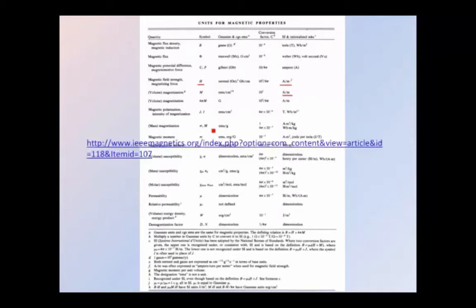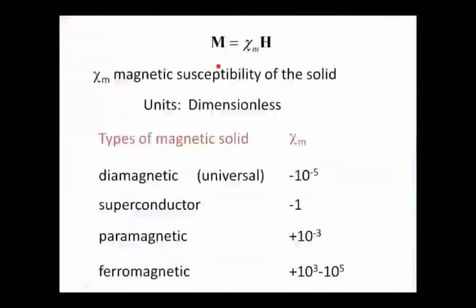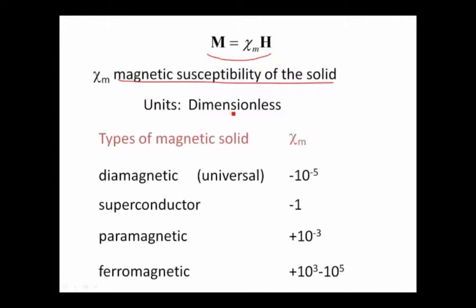This page here is unreadable, and basically what it gives you are the units for a lot of the quantities that we've defined. Some of these you don't have to worry about because we're not going to use them. But for example, we said H was amperes per meter, here's M with the same units, and so on. You can find these at this website. Take a look at the ones that are popping up in this lecture. Here's the linear equation for M, so these are linear materials. We call this the magnetic susceptibility of the material. We've said the units are dimensionless.